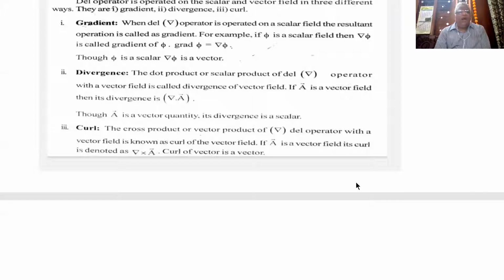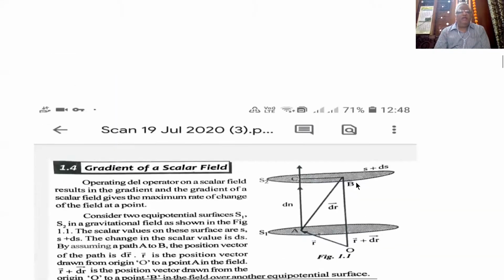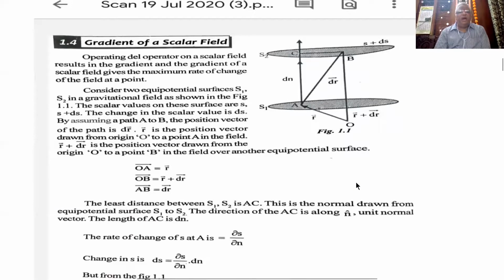Third definition, the curl. The cross product or vector product of the del operator with a vector field is known as the curl of the vector field. If the vector field is A, then it is called curl A.